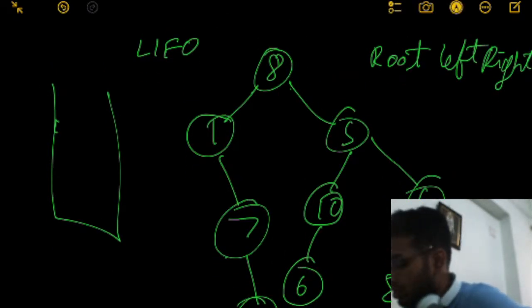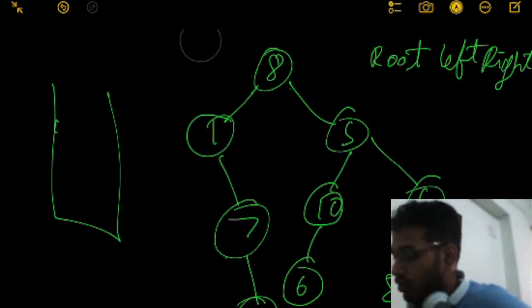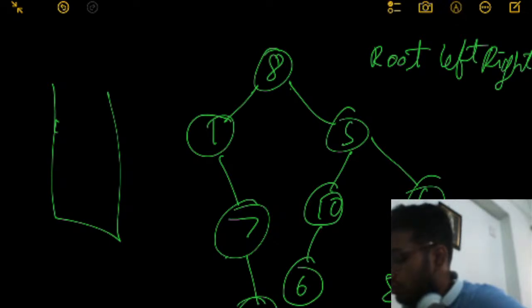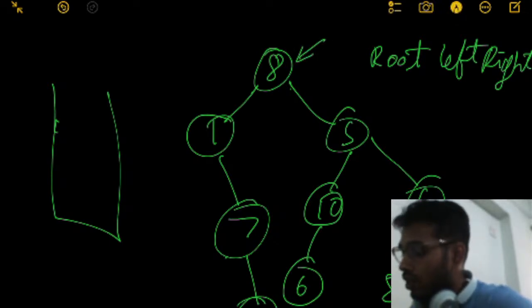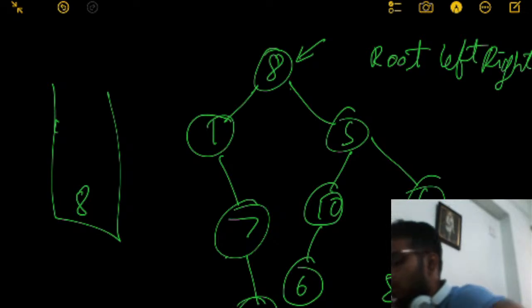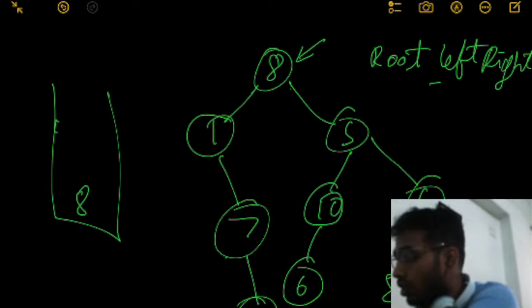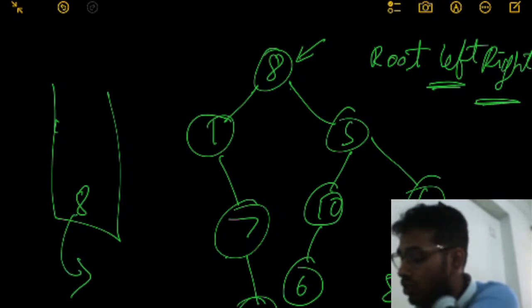So let me erase this away from here. The first thing that we're going to do is take the root and put it in the stack. Now we're going to check for the left node and the right node. But for that we'll first have to pop this out, and then we push the left node and the right node of this node.